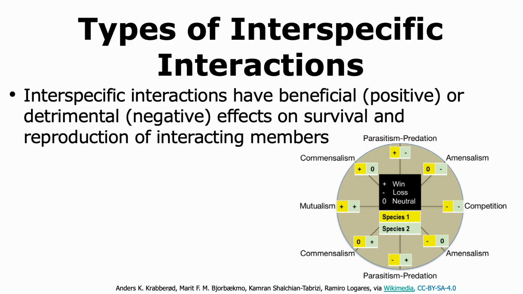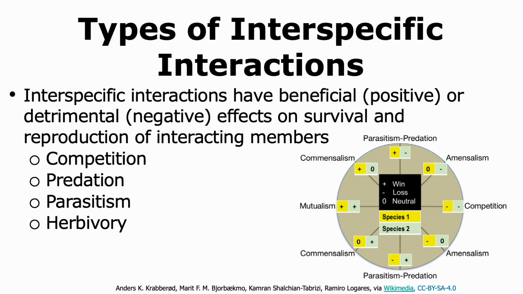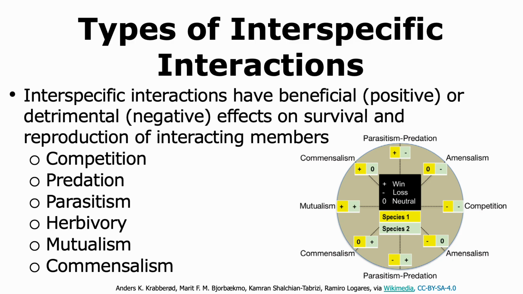Interspecific interactions among community members can have various effects on the survival and reproduction of the interacting members. These effects can be either beneficial or detrimental to the different species that are interacting in the community. Some interspecific interactions include competition, predation, parasitism, herbivory, mutualism, and commensalism.